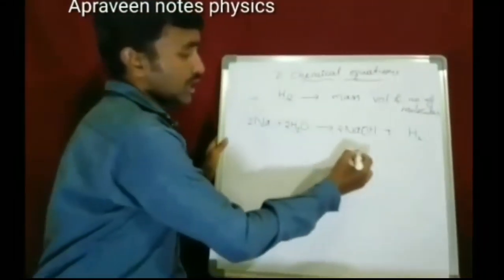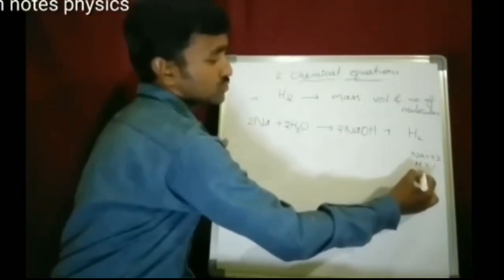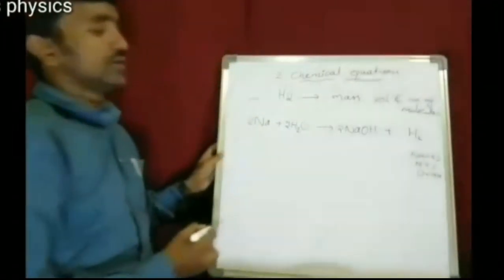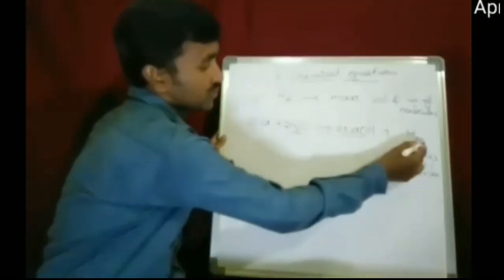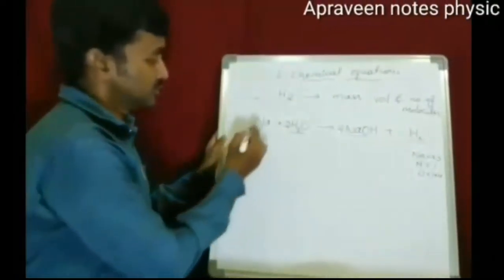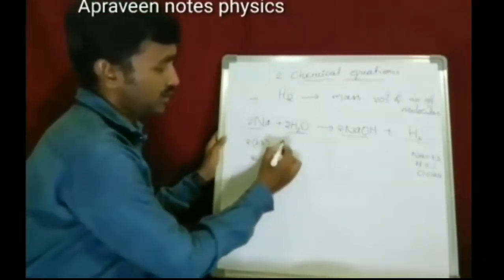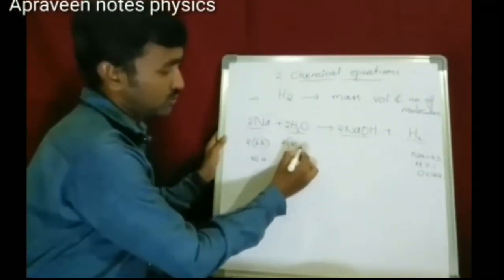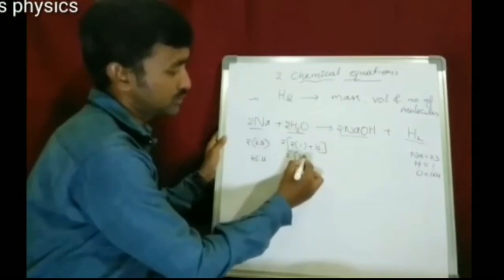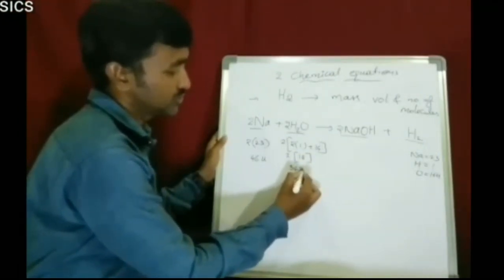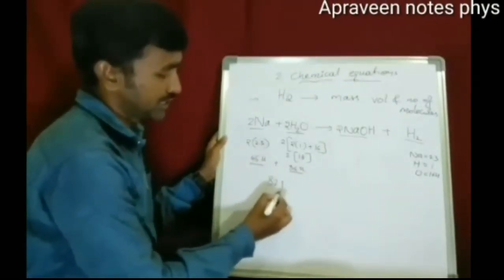In the problem, atomic weights are given: Na is 23, hydrogen is 1 unit, and oxygen is 16 units. So substitute the values to calculate the formula weights. Here 2 into 23 becomes 46 units. Then 2 into H2O, that means 2 into (2 into 1 plus 16), which becomes 2 into 18, meaning 36 units. So 46 plus 36 becomes 82 grams.